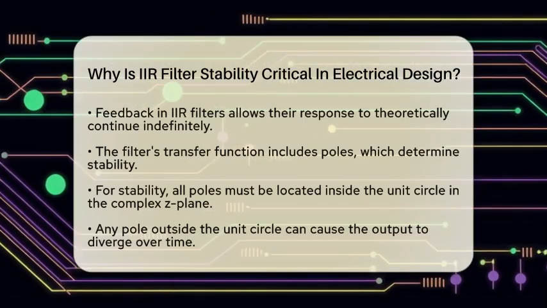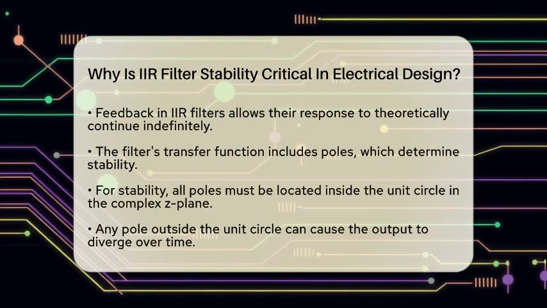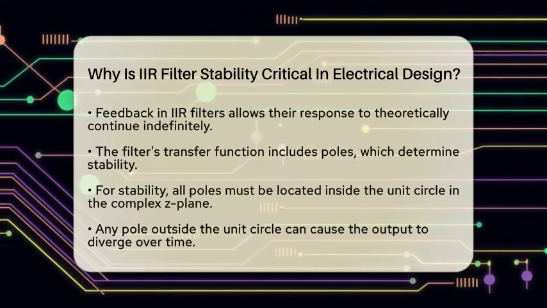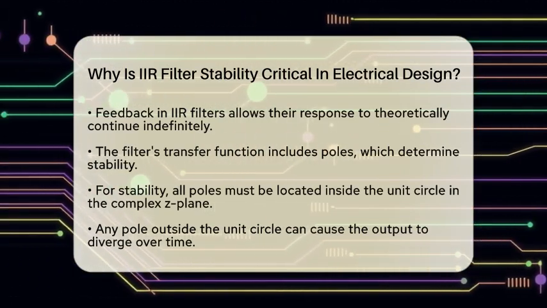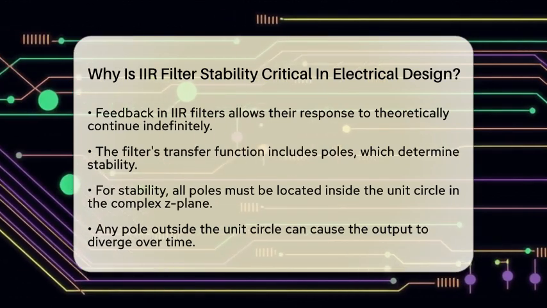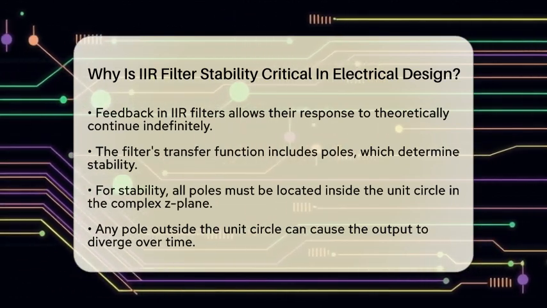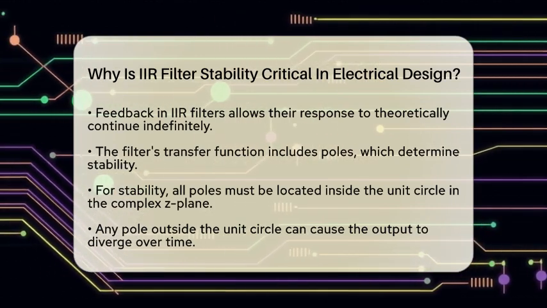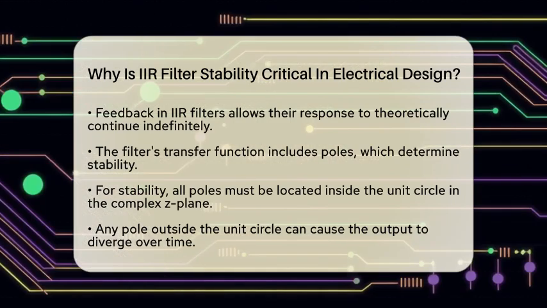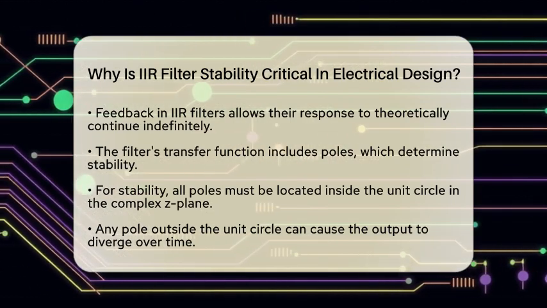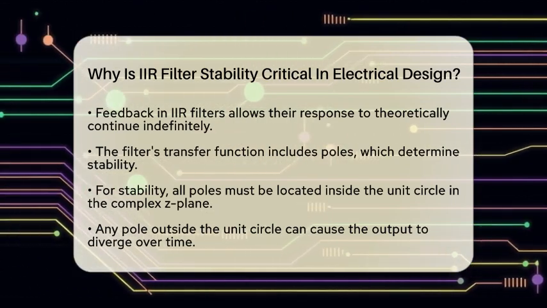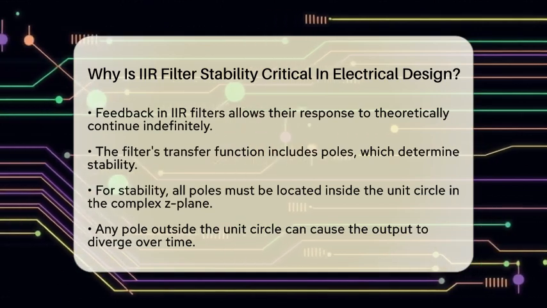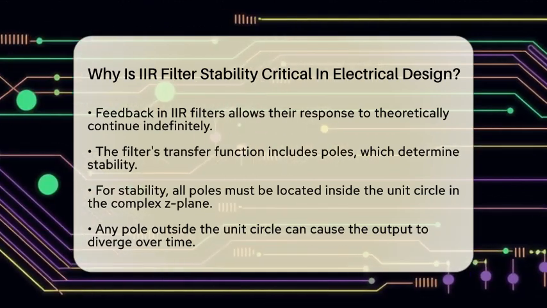IIR filters use feedback elements in their design, which means their response can theoretically continue indefinitely. This feedback is represented by poles in the filter's transfer function. The position of these poles in the complex Z-plane is what determines whether the filter is stable. For stability, all poles must be located strictly inside the unit circle. If any pole lies outside this boundary, the output will diverge over time, which is not acceptable in practical applications.